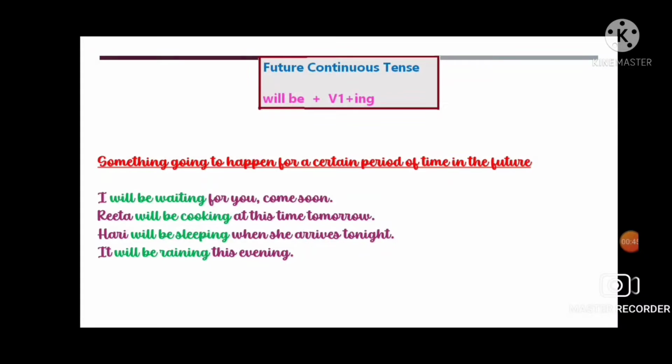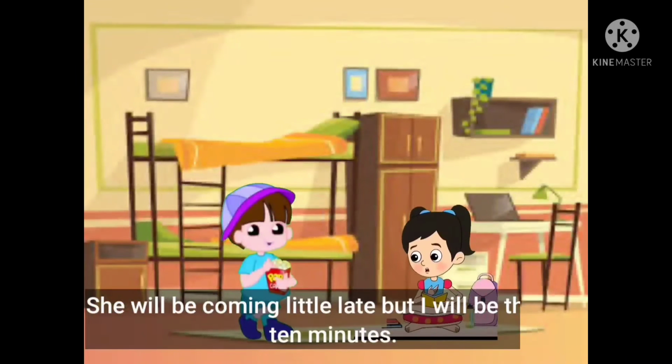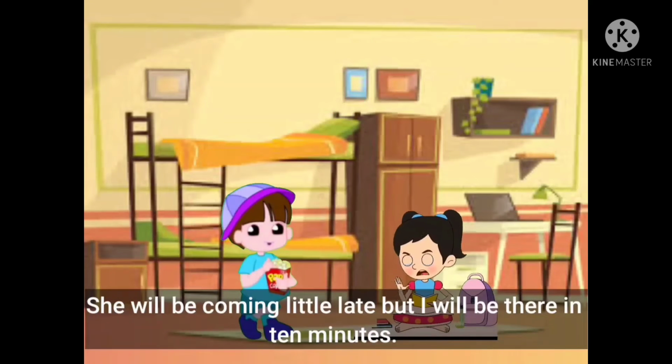If I say it will rain this evening, it may or may not rain. But if I say it will be raining this evening, you are 70% sure about it. So these are the ways we use future continuous tense. She will be coming a little late, but I will be there in 10 minutes.